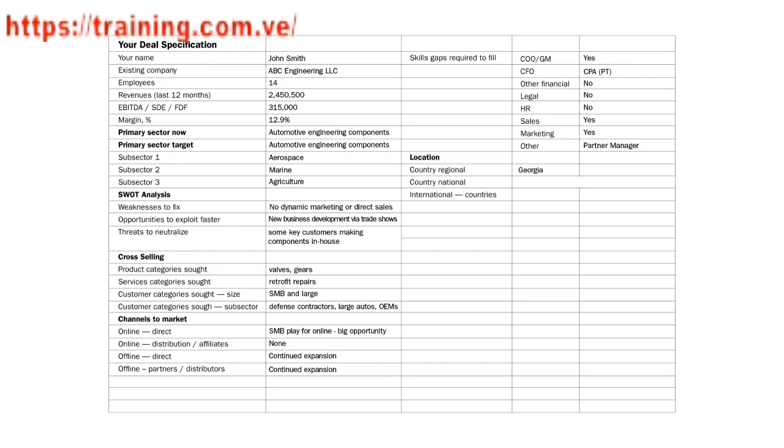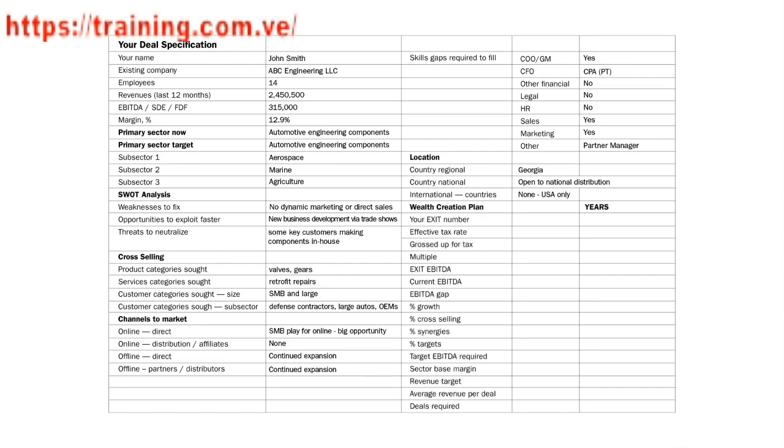So John's based in Georgia and he's exclusively East Coast. He's open to national presence, but not interested in building a global empire. There's more than enough business for him to exploit inside of the USA and potentially Canada. So now let's look at John's wealth creation plan.